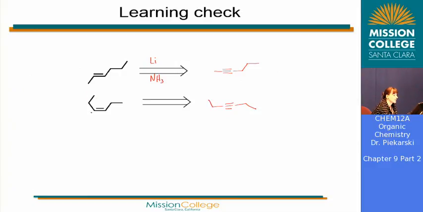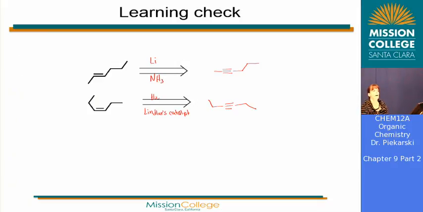So 1, 2, 3, 4, 5, 6. And then what reagents would you use? Hydrogen and Lindlar's catalyst. Good. Awesome. Make sure you practice these.